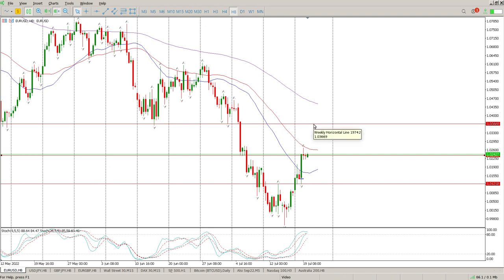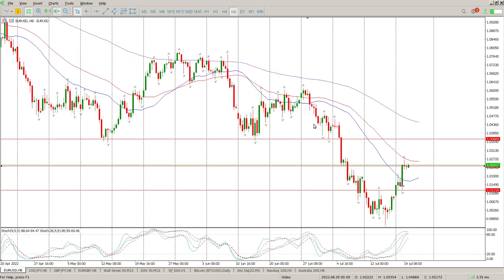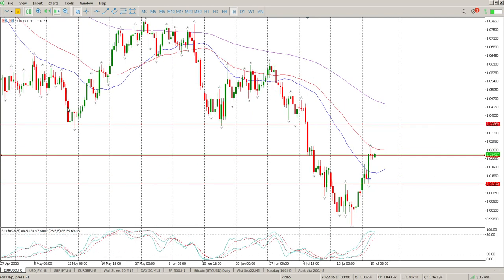103,669 is the area that I would much prefer that pullback to get to. That was a previous bit of structure. You can see there, very solid support area. I want that tested. So that would be the area for me to be shorting off.